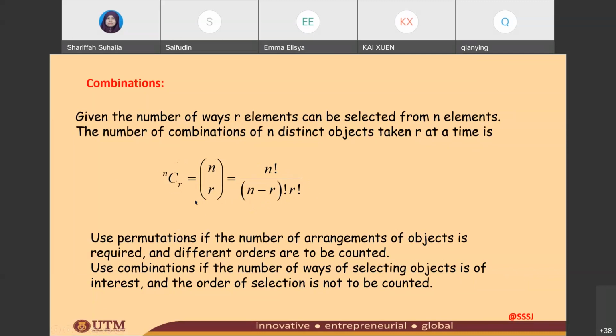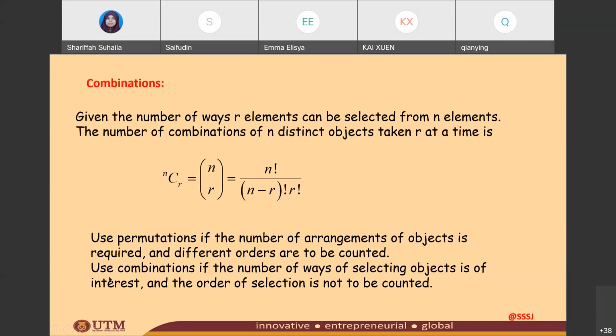So what is the difference between permutation and combination? Based on the definition, use permutation if the number of arrangements of objects is required, and different orders are to be counted. For example, the arrangements BA and AB are different orders. But for combination, they are the same.